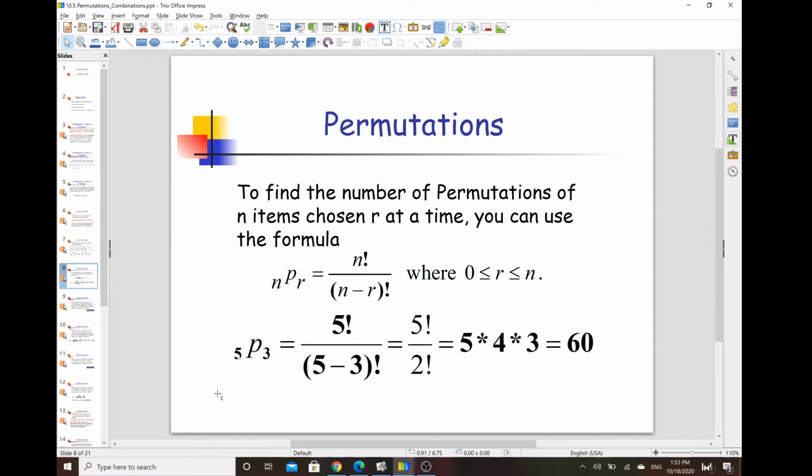So 5 pick 3 means 5 factorial over the quantity 5 minus 3 factorial. So it's 5 factorial over 2 factorial, which is like 5 times 4 times 3. For those wondering what happened with the denominator, once you expand it, the 2 factorial on the top and the bottom gets canceled. So we're only left with 5 times 4 times 3, which is 60.